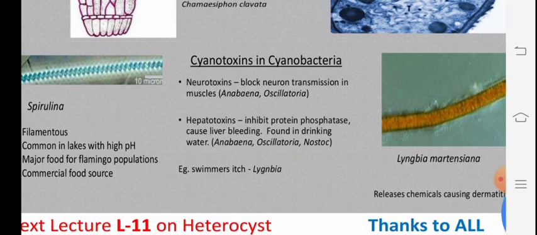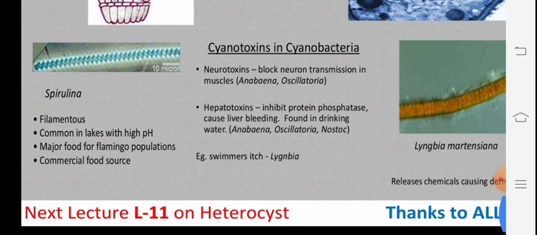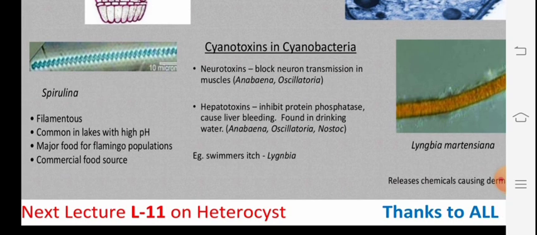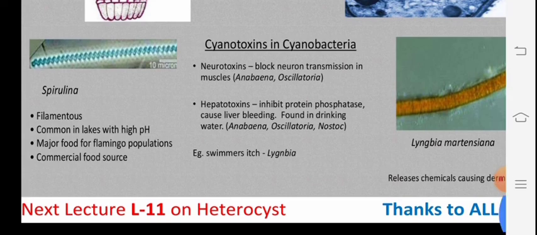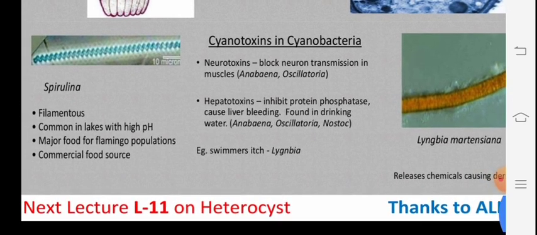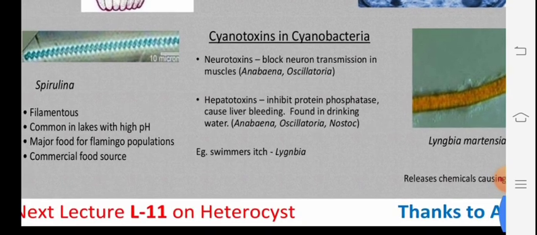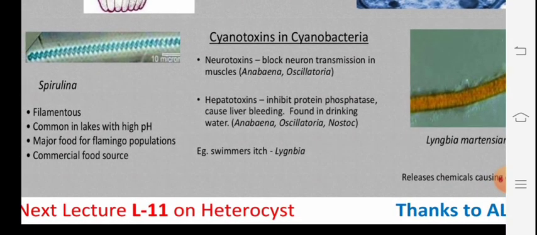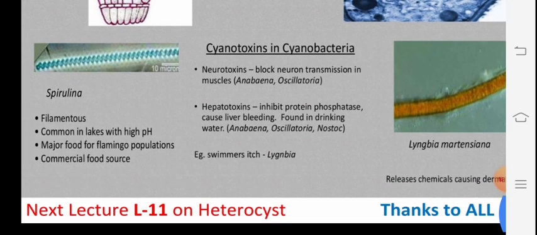Then cyanotoxins in the cyanobacteria are there. So Spirulina is the good example for this one. So it is filamentous. Common in the high pH and major food for the flamingo populations. So we are knowing flamingo birds. So it is good food for these birds.